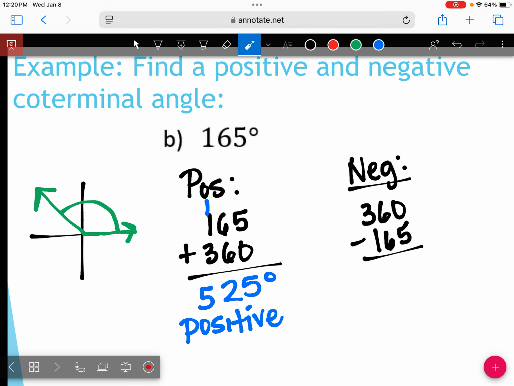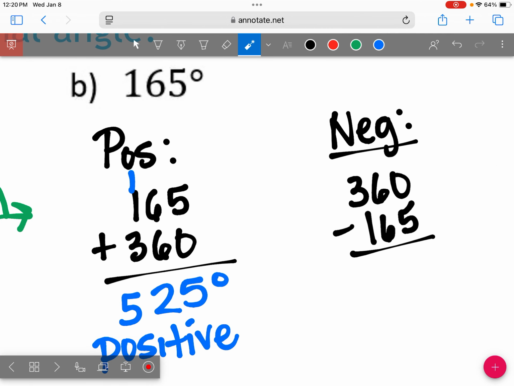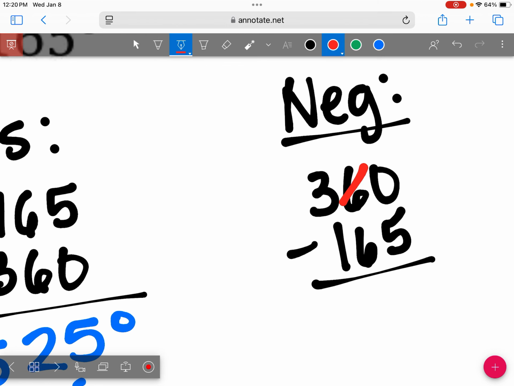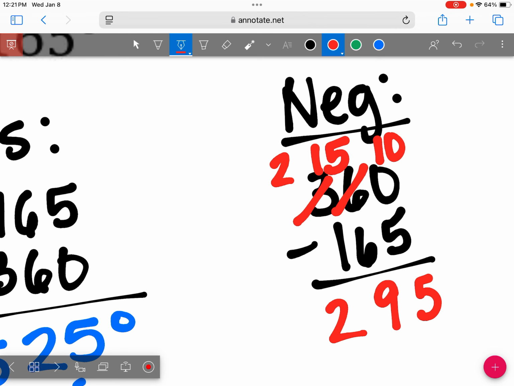So now let's subtract. So we can't take 5 away from 0, so we gotta go next door. That becomes a 5. This becomes a 10. 10 minus 5 is 5. We can't take 6 away from 5, so we got to knock this down to a 2. This becomes a 15. 15 minus 6 is 9, bringing down the 2. But this is negative, though.